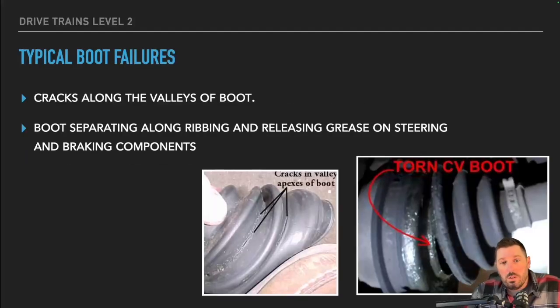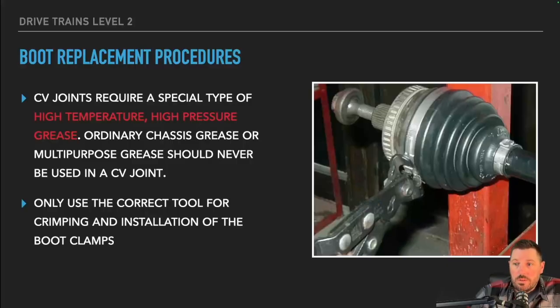Check for cracks along the boot. Make sure it's not broken or torn completely. And when you replace these, a lot of times you have to take the joint actually off and put the new boot on. You're going to crimp it with some special pliers that you can see here that will crimp it properly and allow it to work. And again, make sure you use that high temperature, high pressure grease that we've talked about.